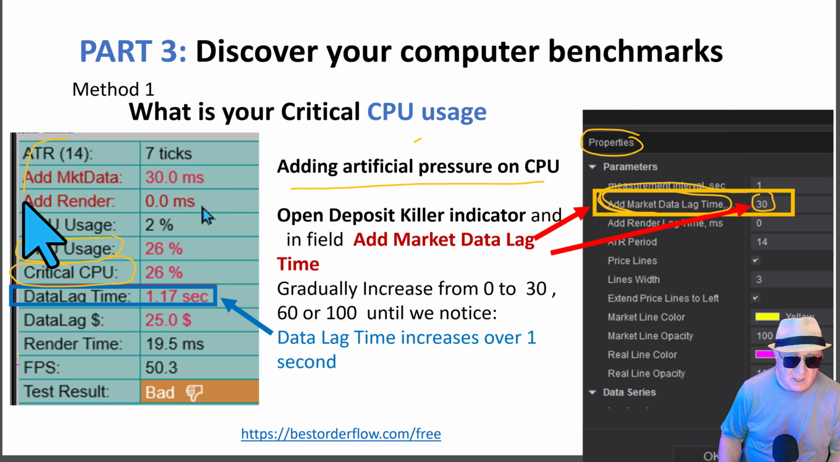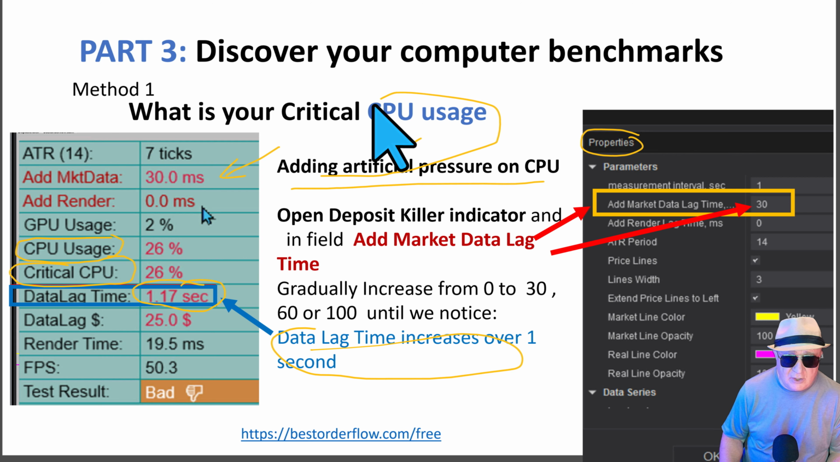When you take a look at the indicator itself, it will change the results over here because we are artificially loading this market data. Our goal is to gradually increase, maybe from 10, 20, 30 to 50, whatever it is to you. So we load it more and more until the data lock time is over 1 second. In this situation, it is 1.17 seconds. So when data lock time increases over 1 second, then we need to take a look at the CPU usage.